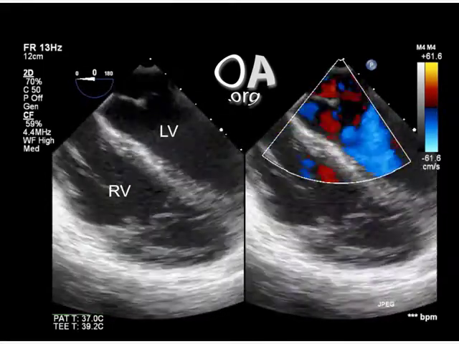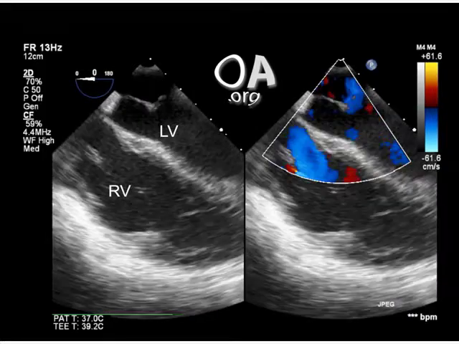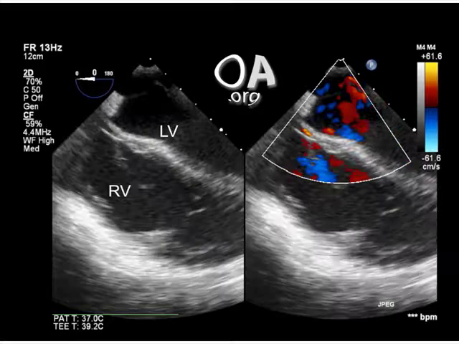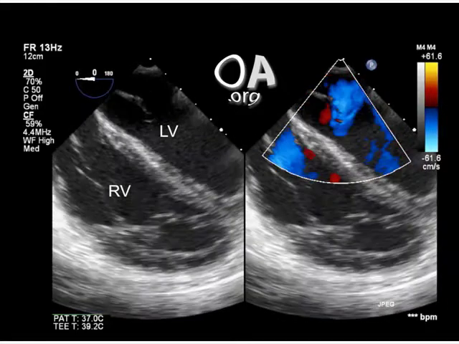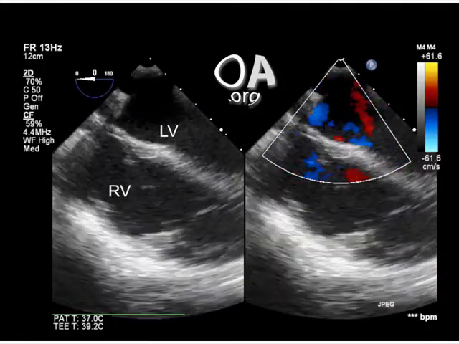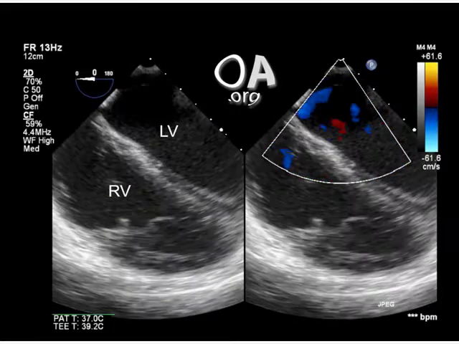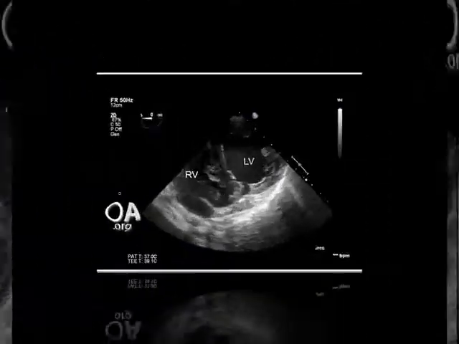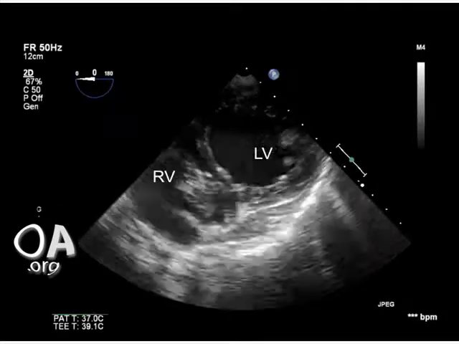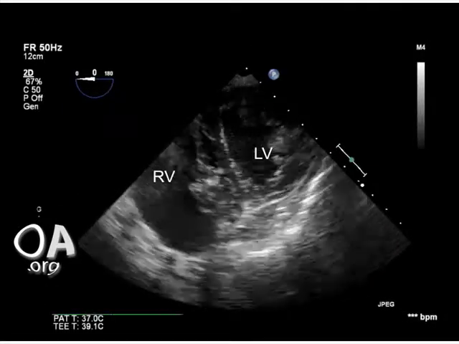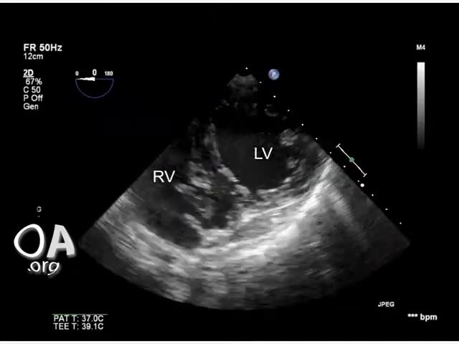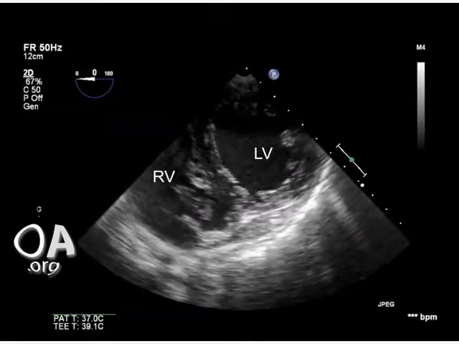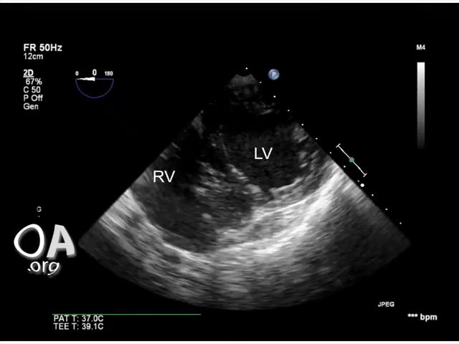Color flow is placed across the interventricular septum in order to evaluate the previous patch repair of our patient's VSD as a child. From this view, there is no remaining patent VSD. This is a transgastric mid-papillary short-axis view of the right and left ventricles. Our patient's left ventricular function is well preserved, but her right ventricle appears dilated with mildly reduced function.